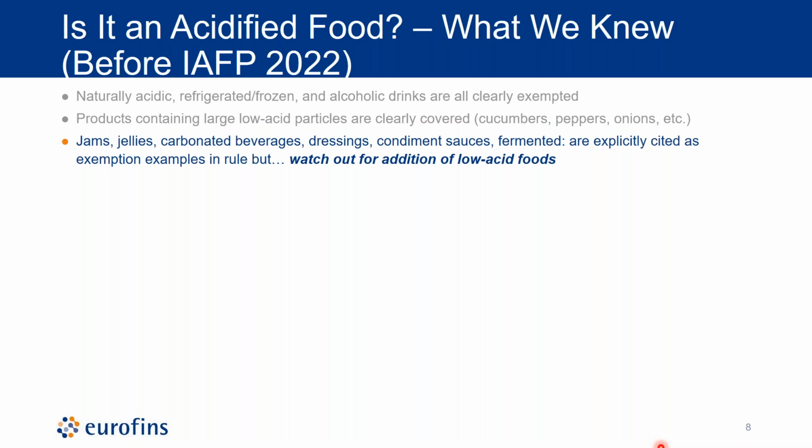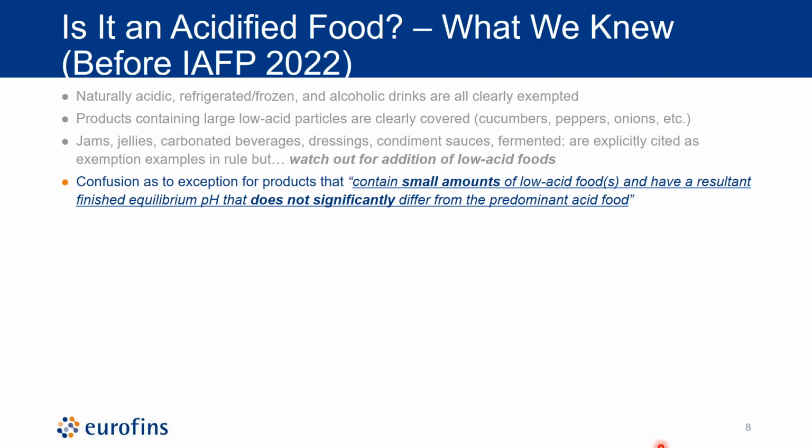The regulation calls out jams, jelly, carbonated beverages, dressing, condiment sauces, fermented foods as examples of products that may be excluded from the regulation, but watch out for the addition of low acid foods. They're not entirely excluded if they contain low acid foods. They still have to meet the threshold of the small amount of low acid components and the insignificant change in pH. So again, that statement that I just mentioned.